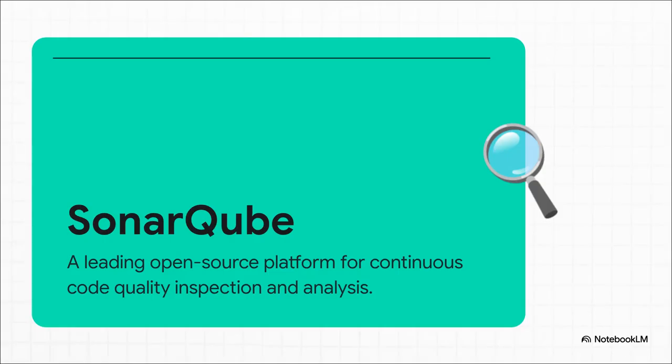So what is SonarQube, really? Well, at its heart, it's a platform for continuous code quality inspection. It totally automates the review process using what's called static analysis. That just means it scans your code without actually running it to find bugs, vulnerabilities, and all those nasty code smells. It's like having a super picky, brilliant developer looking over your shoulder at every single line of code you write.